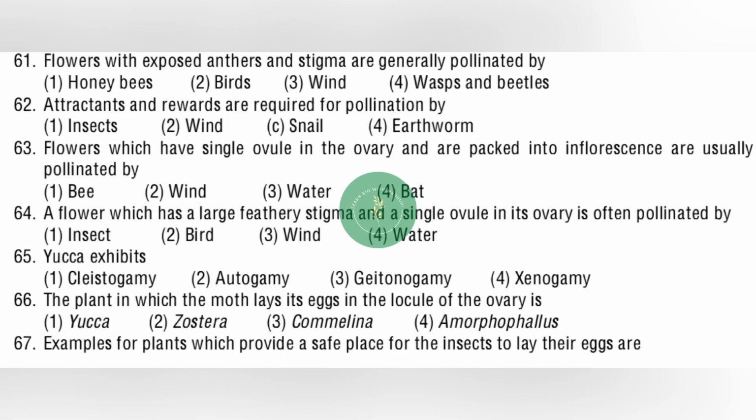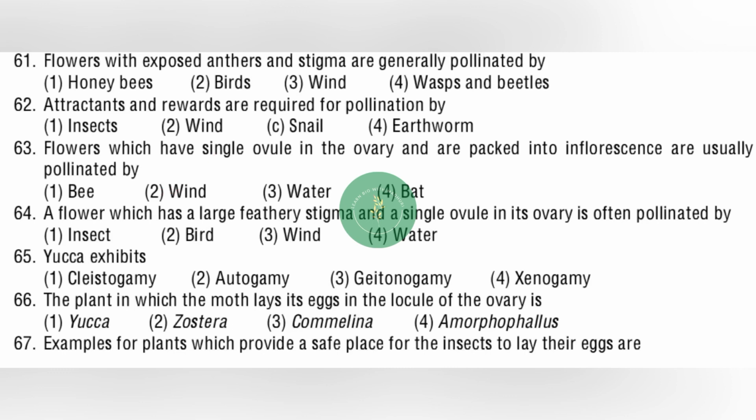Question number 61. Flowers with exposed anthers and stigma are generally pollinated by option number 3, wind. Question number 62. Attractants and rewards are required for pollination by option number 1, insects. Question number 63. Flowers which have a single ovule in the ovary and are packed into inflorescence are usually pollinated by option number 2, wind.